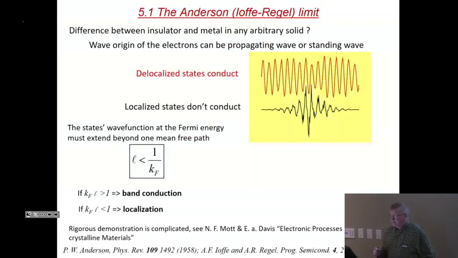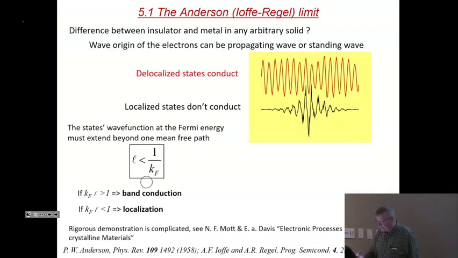Okay, so let's visit the Anderson limit first. The difference between an insulator and a metal in any arbitrary solid is not just that you have electrons in the conduction band. You also have to have enough electrons that they conduct, and only the delocalized states conduct. So the wave function is then common and goes from unit cell to unit cell. If the wave function of your electron is all stacked up within 1 unit cell, it doesn't conduct.